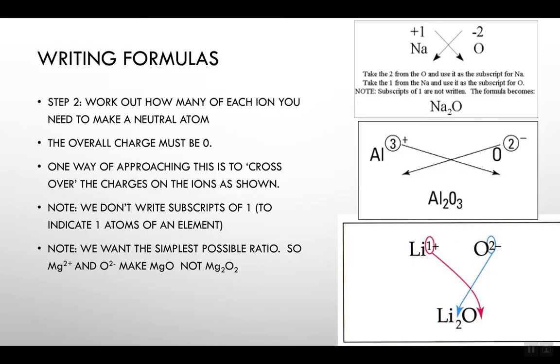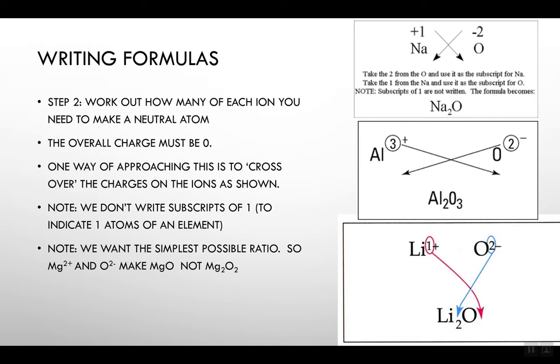Basically, to write the correct formula, what we need to do is figure out, well, how many of each do I need in order to get an overall charge of 0? Okay. One way of approaching that is to do a crossover. So you look at the charge, say on the sodium, and the charge on the oxygen, up the top right there. You take the 2 from the oxygen and you use that as the subscript for sodium. That's telling us how many sodiums we need. So Na with a little 2 after it, that little 2 refers to the sodium.